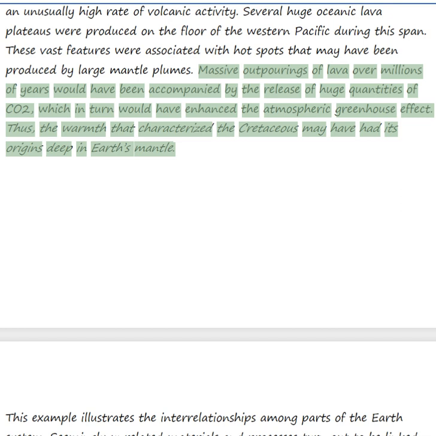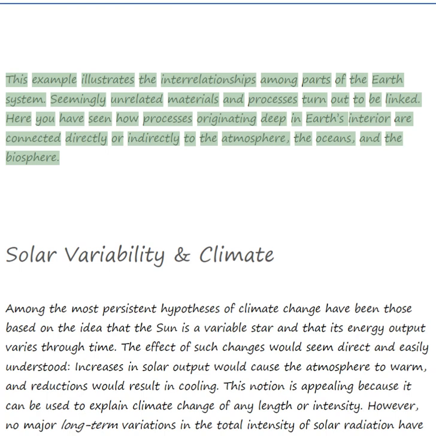Massive outpourings of lava over millions of years would have been accompanied by the release of huge quantities of CO2, which in turn would have enhanced the atmospheric greenhouse effect. Thus, the warmth that characterized the Cretaceous may have had its origins deep in Earth's mantle. This example illustrates the interrelationships among parts of the Earth system. Seemingly unrelated materials and processes turn out to be linked. Here you have seen how processes originating deep in Earth's interior are connected directly or indirectly to the atmosphere, the oceans, and the biosphere.